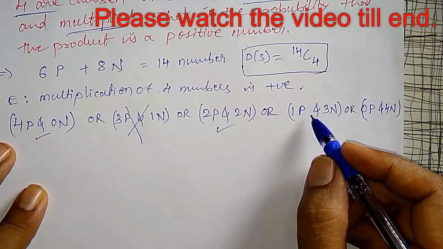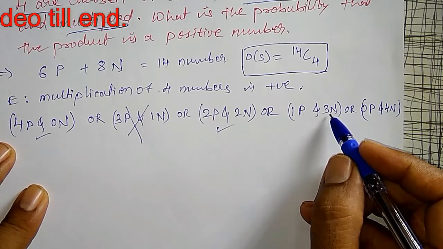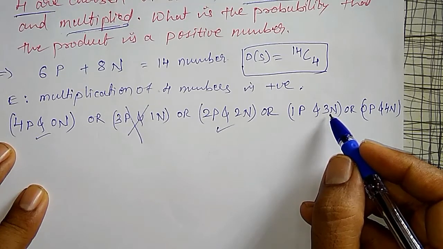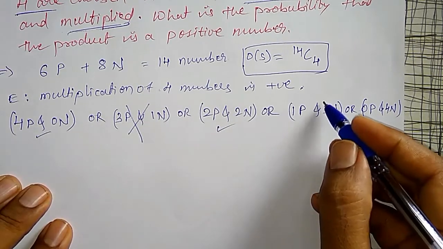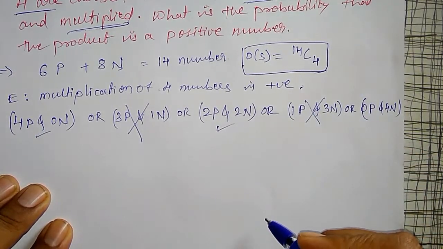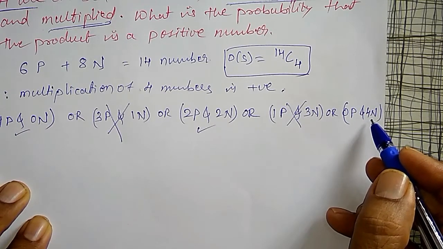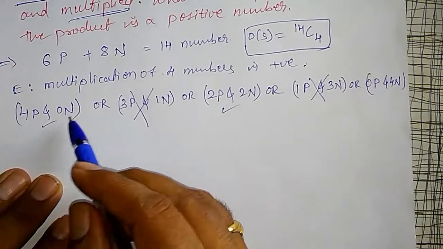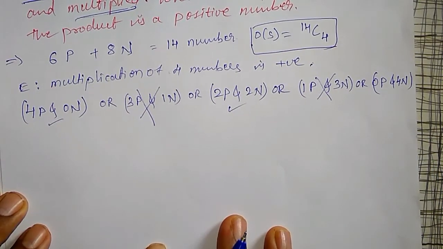But in this case, 1 positive and 3 negative, if you are multiplying 3 negative numbers, again it is giving you a negative number only. Therefore, a negative number with a positive number, if you are multiplying, again it is giving you a negative number. Therefore, this is not my required case. And the last, 0 positive numbers and 4 negative numbers: if I am multiplying 4 negative numbers, then I am going to get a positive number. Therefore, these are the 3 cases required. The product should be positive.